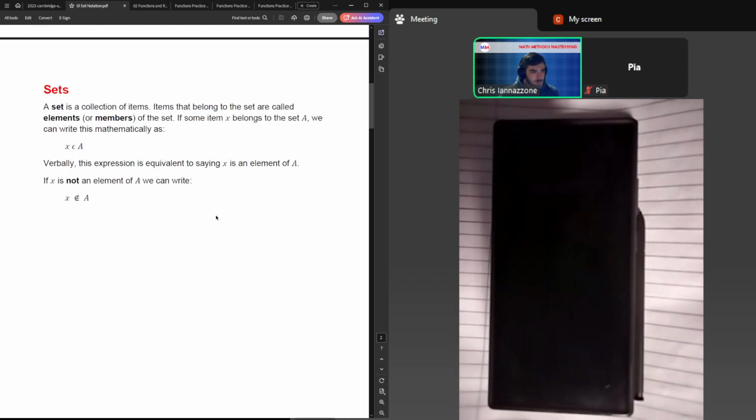So, sets. Basically, a set is simply a collection of items. These items are referred to as elements, and we use this kind of notation where some element called x is an element of the set A. Sets are usually given capital letters, whereas the individual elements of those sets are given as lowercase letters. If it's not an element, you simply take that exact same symbol and put a strike through it. This says that some element x is in fact not an element of A.